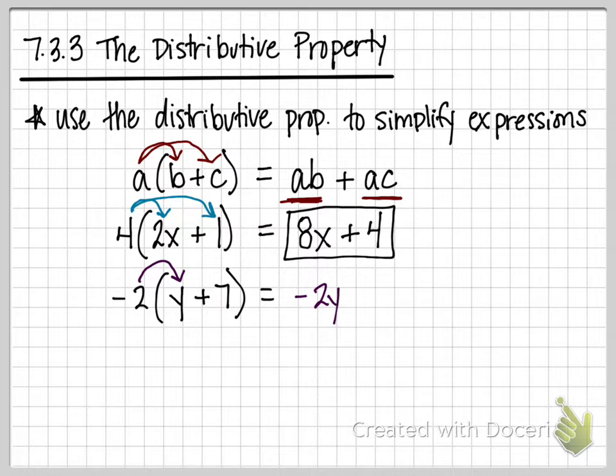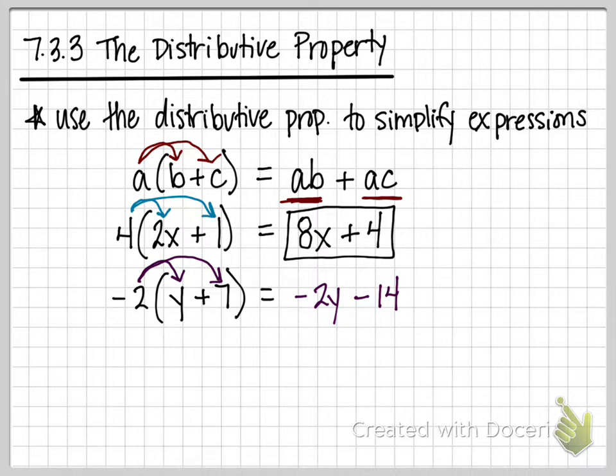And then we're going to multiply negative 2 times 7. Negative 2 times 7 is what? John? Yep. Negative 14. So all I need to do is write minus 14. So we don't need to be differentiating anymore between subtraction and negatives. They're the same thing. So this is negative 2y minus 14.